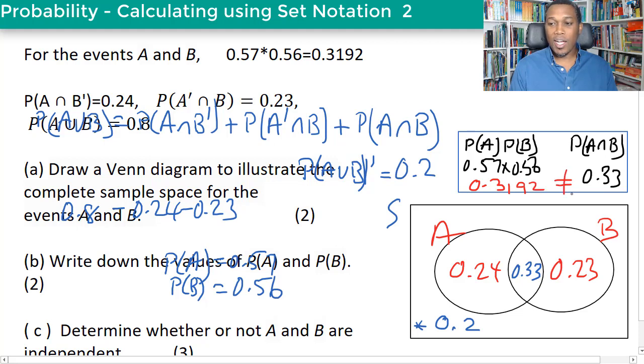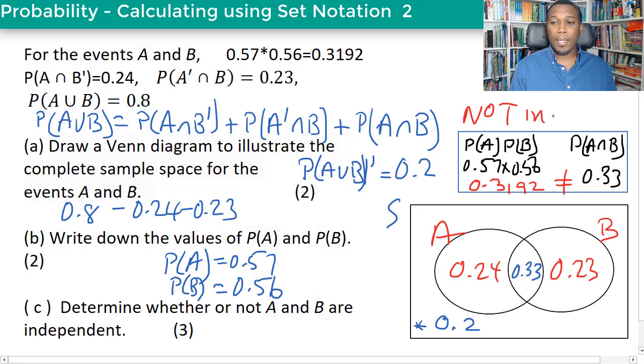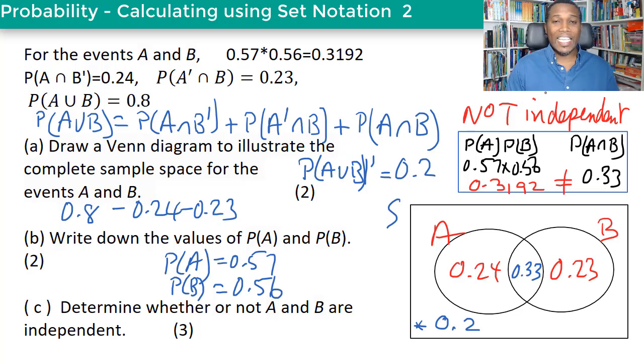0.3192, which is not equal to 0.33. It's close, but it's not equal to 0.33. So we were asked to determine whether the two events are independent, and we will say that they are not independent, because the probability of A multiplied by the probability of B is not equal to the probability of A intersection B.